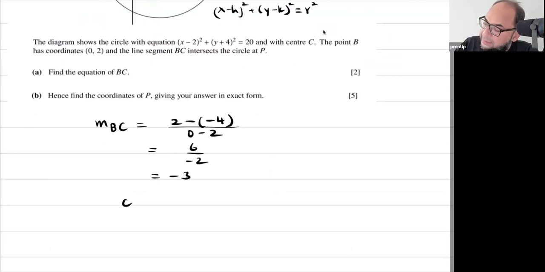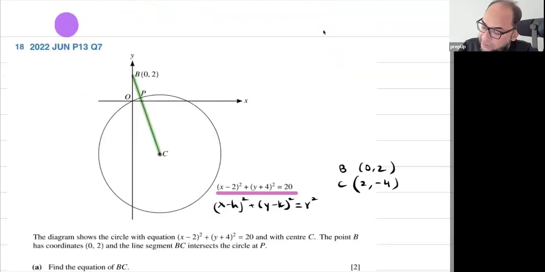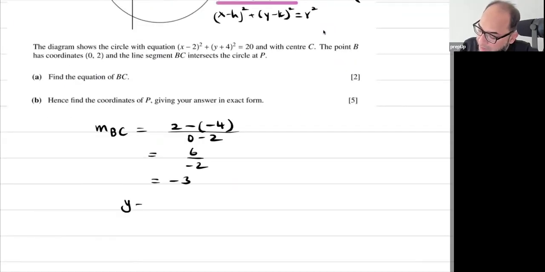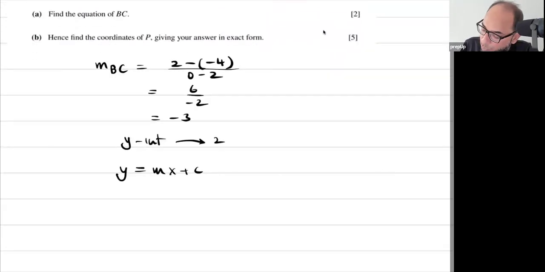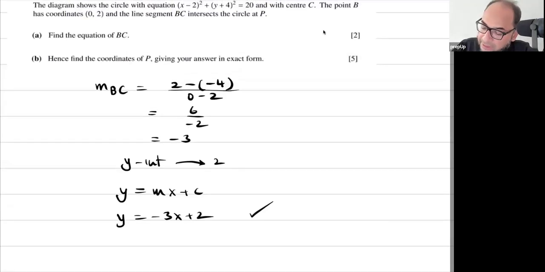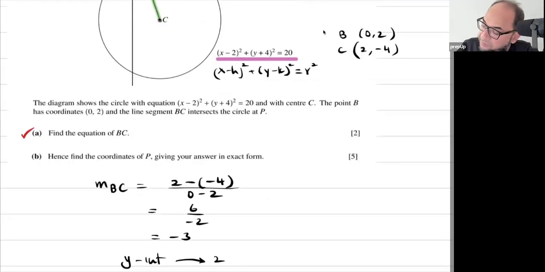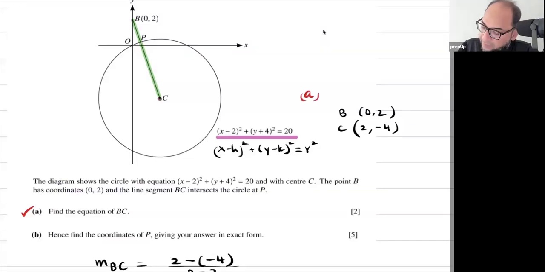Y-intercept is how much? Y-intercept is 2. y equals mx plus c, so y equals -3x plus 2. That is the equation of this line. So the first part is done. This is the working for part A.